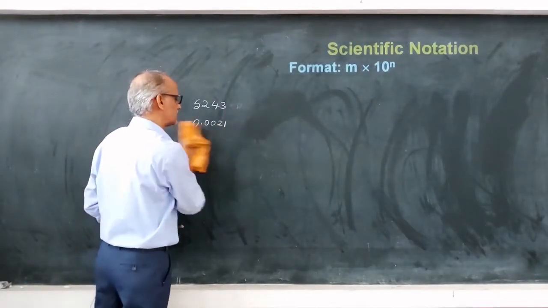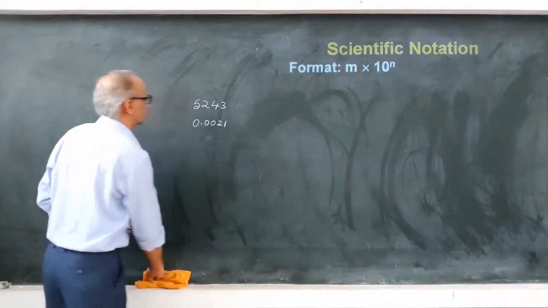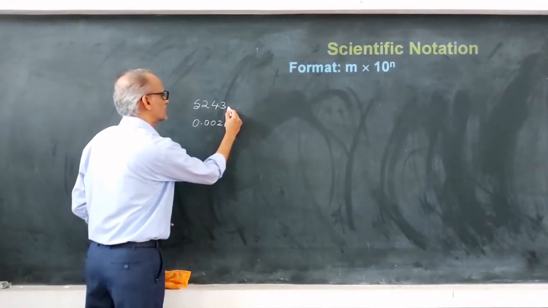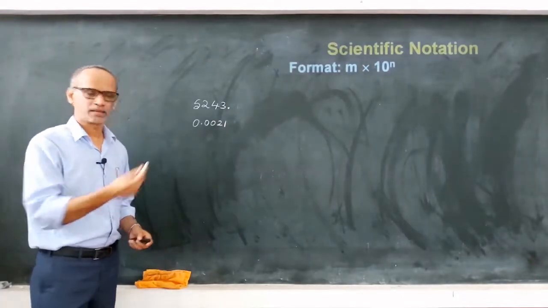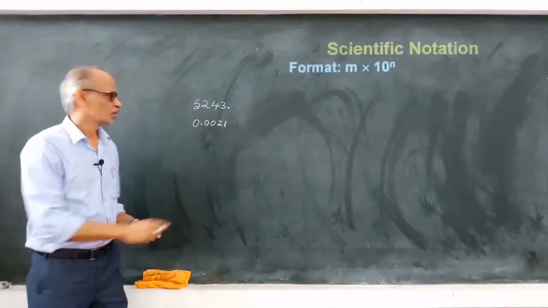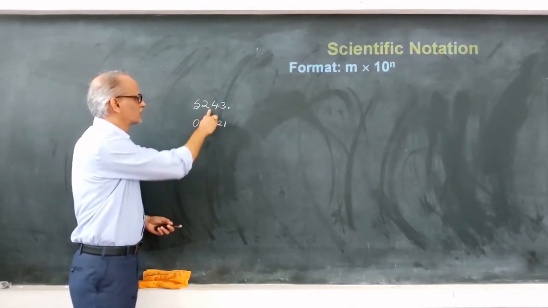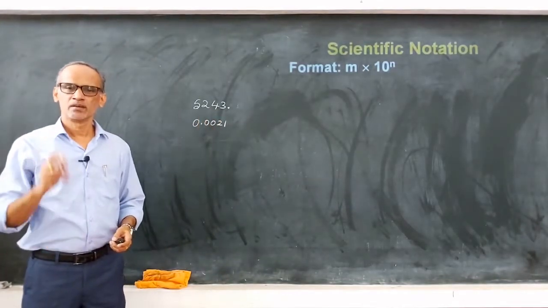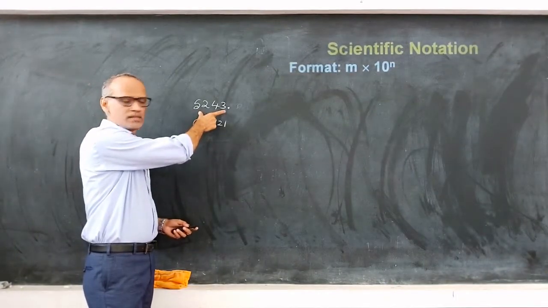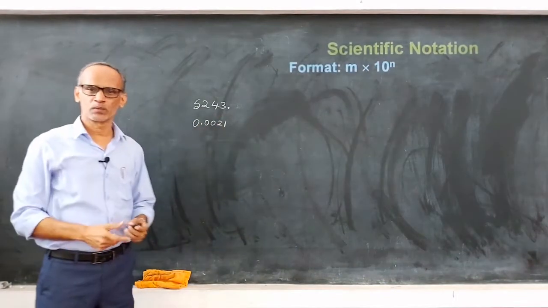First, let's come to this particular example that I've given. I'll take only the number part without the unit. In this number, where is the decimal? The decimal is here. Even though we don't write it, there is a decimal point. In this one, the decimal point is already here. So these are two types of numbers: this is a number which is greater than 1, and this is a number which is lesser than 1.